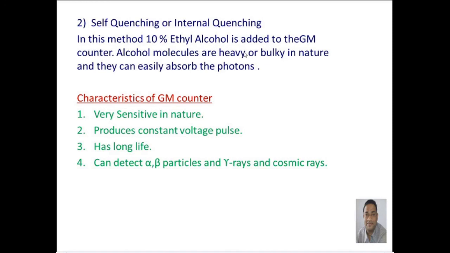The GM counter, as I have mentioned, is very sensitive in nature. It can record up to 10,000 counts per second. It produces a constant voltage pulse. It has a very long life. It can detect charged particles like alpha particles, beta particles, and gamma rays, as well as cosmic rays.